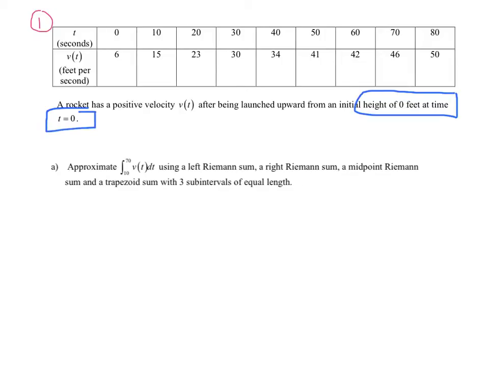So question A. Approximate the integral from 10 to 70 of v of t using a left Riemann sum, a right Riemann sum, a midpoint Riemann sum, and a trapezoidal Riemann sum with 3 subintervals of equal length. Alright, so the first thing I want you to take notice of is those bounds. 10 to 70, that is not the entire table. So I'm just going to ignore these sections and look at 10 to 70. Watch those bounds. And they did tell us 3 subintervals.